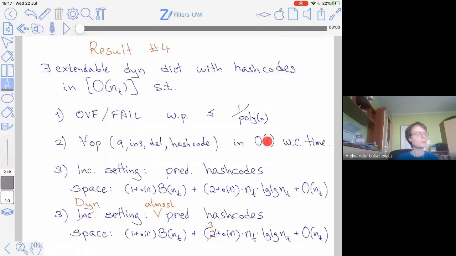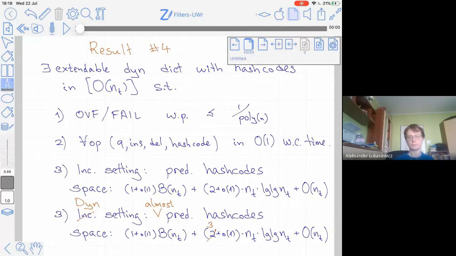Notice that we have this hash code operation, which you give me X and I tell you what its hash code is. In the incremental setting, the hash codes are predictable, and the space is 1 plus little o of 1 times the lower bound, plus 2 plus little o of 1 times nt times log nt, plus a linear term. So per element, I have the optimum plus 2 times log n plus a constant. And in the dynamic setting, I don't give you predictable hash codes, I give you almost predictable hash codes, and the space here increases from 2 to 3.